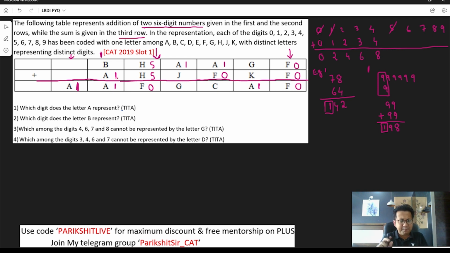Now think about it. Can B be 0? B cannot be 0 for the simple reason that F is already 0. So I would say the only possible value for B must be 9. Why? Because if B is 9, then 9 plus A, which is 1, plus the 1 carryover which you have written gets you 11, and you'll have a carryover. Remember, A which we wrote on the leftmost side was 1. That means 1 was the carryover.